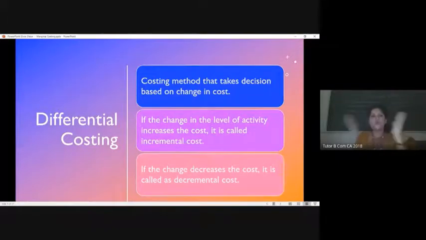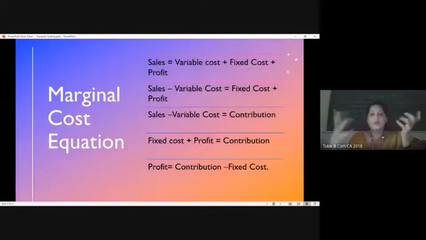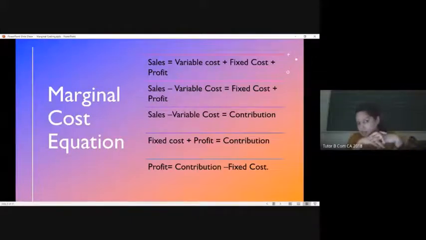So that is what we call differential costing. Cost can increase or decrease because of a particular decision. So that's the concept of differential costing. Now moving further, this is something we have learned from the beginning when we started learning cost accounting.